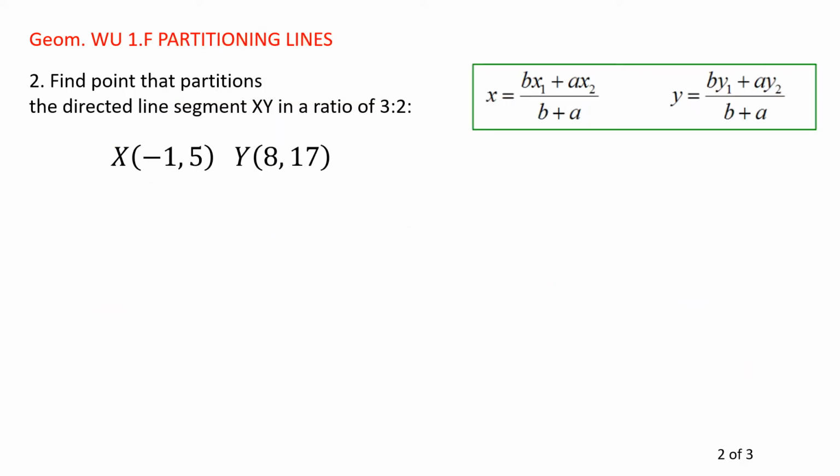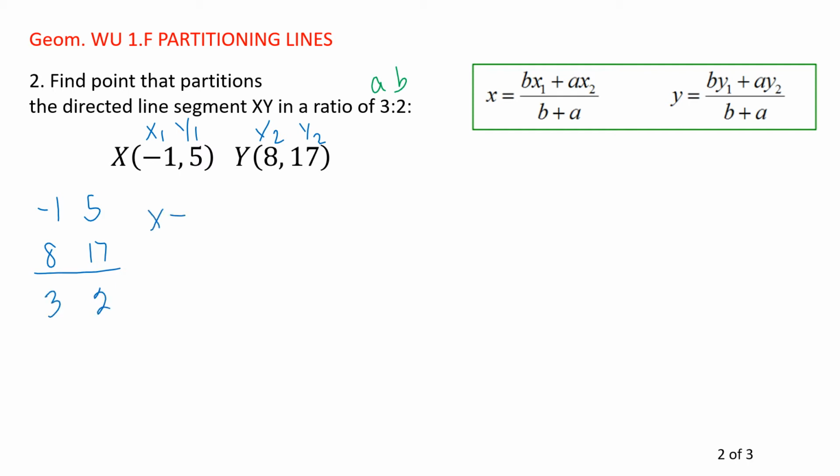Look at number 2. This is partitioning a line. I have x sub 1, y sub 1, x sub 2, y sub 2, and I'm partitioning it in the ratio of 3 to 2. I refer you back to previous videos where I showed you how to set this up. I set this up as simply as I can: x, y, and then a and b, so that I don't get them confused.